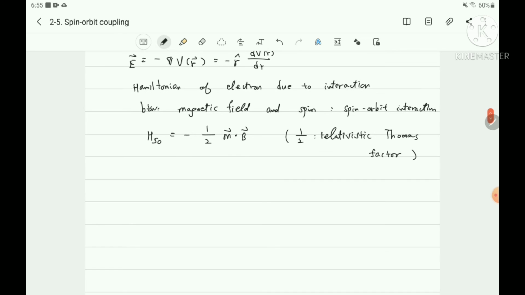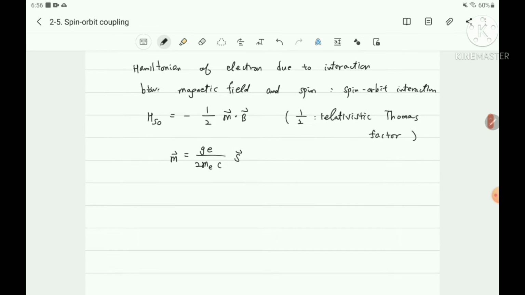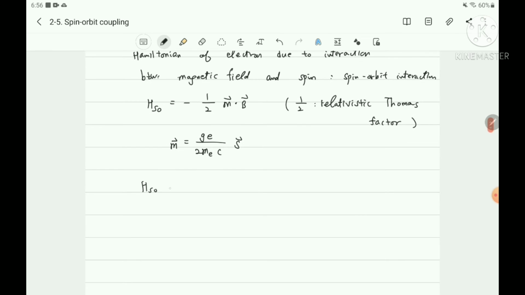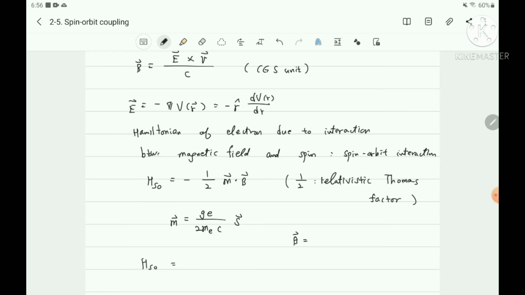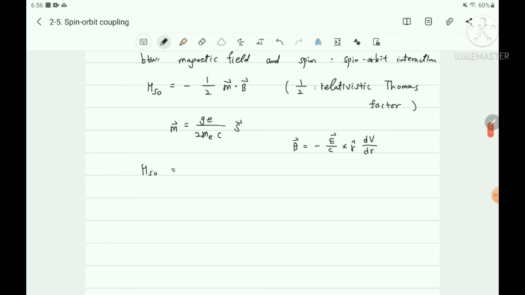The magnetic moment can be written down as g e over 2 m_e times S. Here m means magnetic moment, and m_e means the mass of the electron. Therefore the spin-orbit coupling Hamiltonian is like this, and the magnetic field is minus v cross E over c, where E is minus r hat dV/dr.